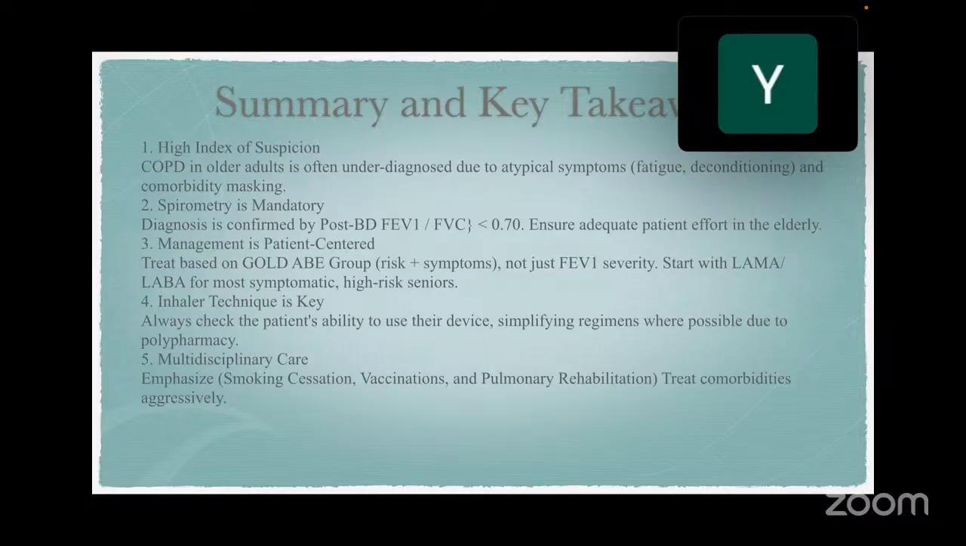We should use the GOLD ABE system to guide therapy, keeping in mind that most seniors will start on dual bronchodilators. We're going to start immediately with the LAMA and LABA, and we should prioritize patient-friendly care. We should check if they have proper inhaler technique, and we should simplify medications in order to prevent polypharmacy. And finally, remember the power of the multidisciplinary approach: smoking cessation, vaccines, pulmonary rehab. These are non-negotiable.